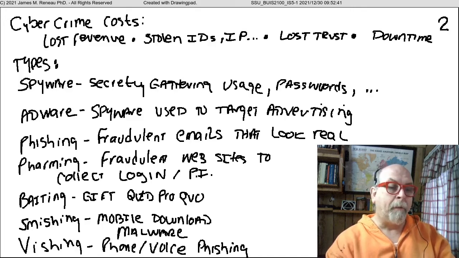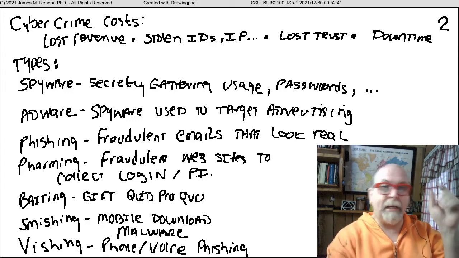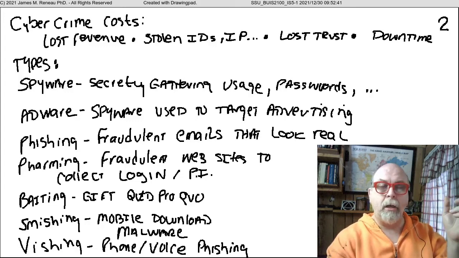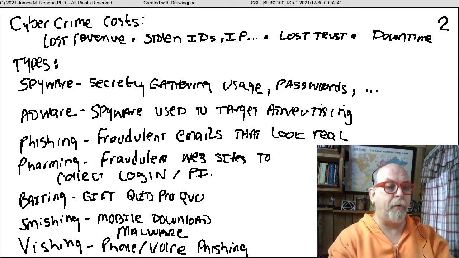Smishing is mobile downloading of malware through SMS, through short messaging. So when you get a message saying, click here, you've got a package. I didn't order a package from Tasmania. I don't know what that link is. It's probably going to try to download something on your phone.